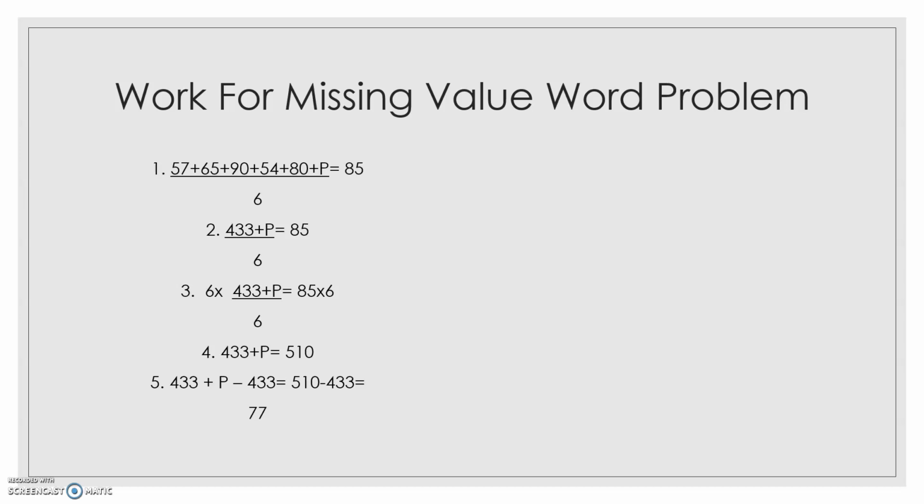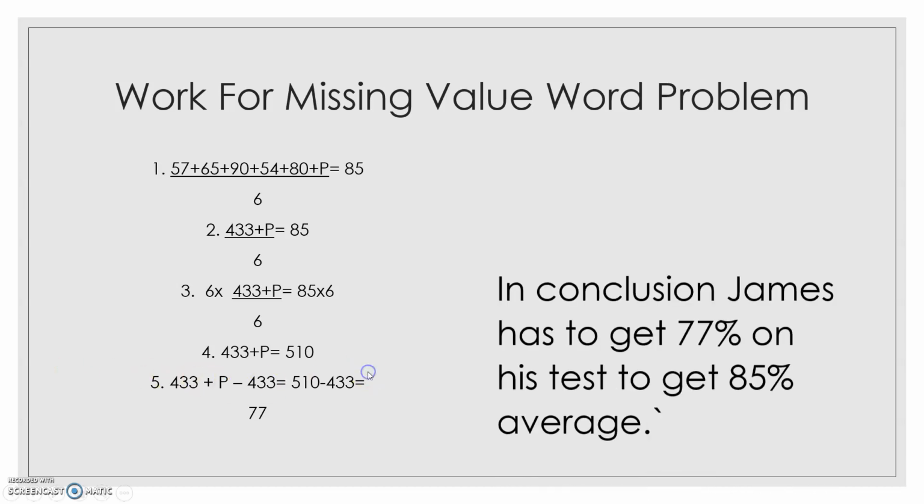Step 4. After you do the 85 times 6 equals 510, you minus 433. Minus 433, so it's gone. Before that, you put 433 on the other side and minus 510 by 433. Step 5. Concluding sentence.